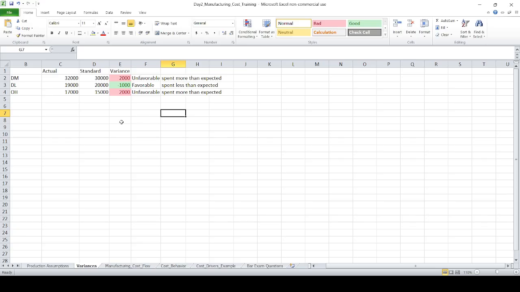Conditional formatting makes it easier to see which areas need attention. You don't have to hunt through the numbers. Red flags the problem and green shows the efficiency.